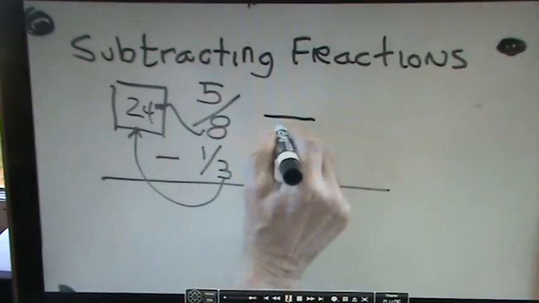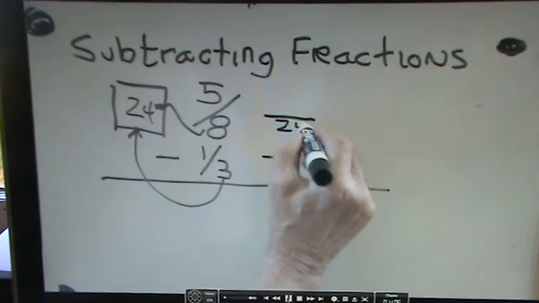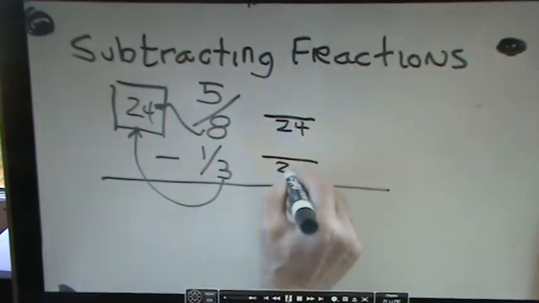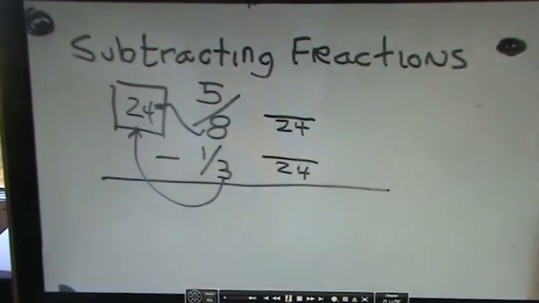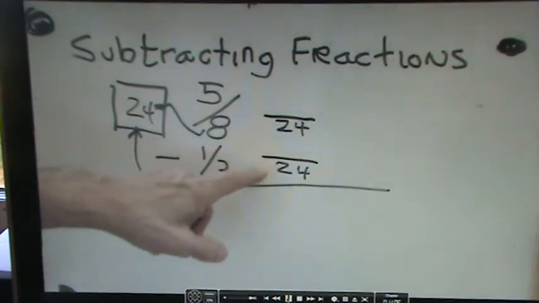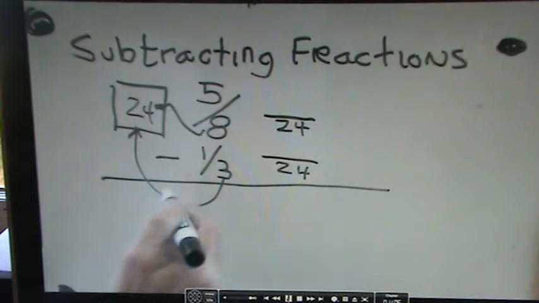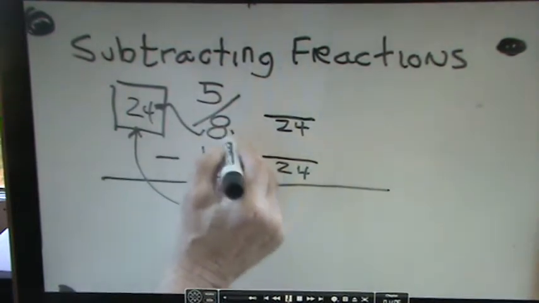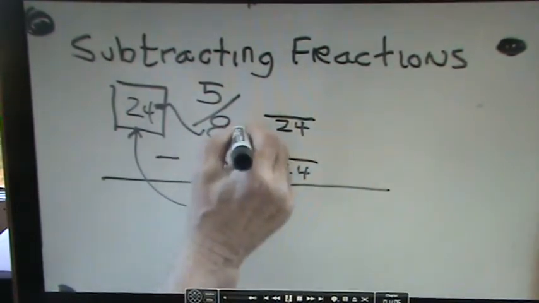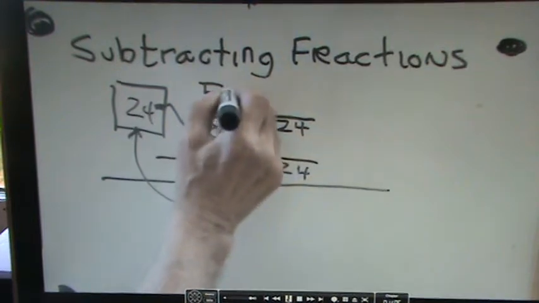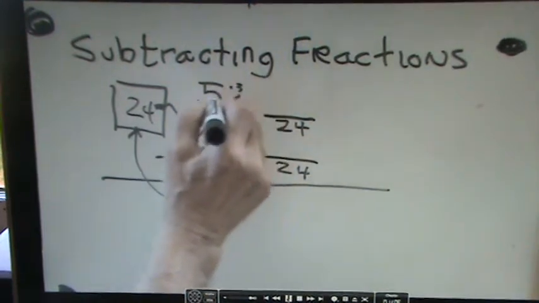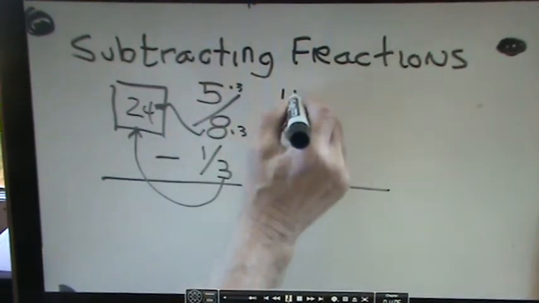Okay, so then we're going to have to raise both of these fractions to a higher name with a denominator of 24. And the way we do that, as you know, is you say 8 times what number gives me 24? Well, 8 times 3 will give me 24. So then I multiply 5 times 3. 5 times 3 is 15.